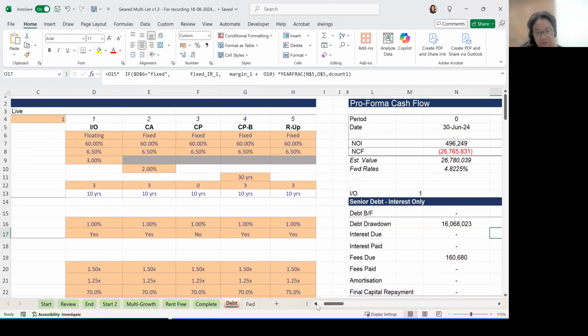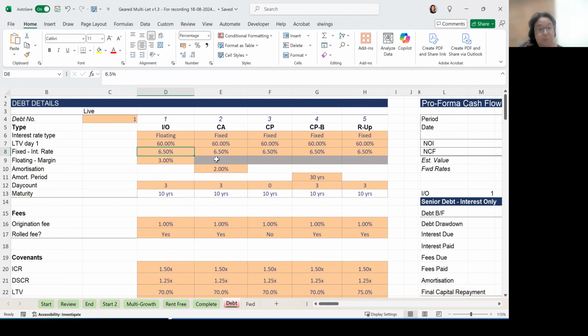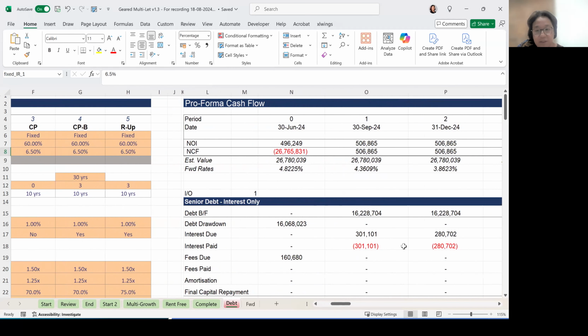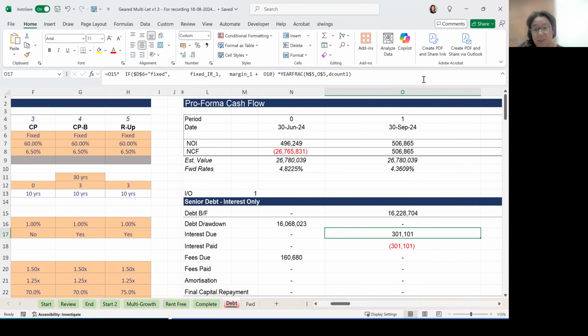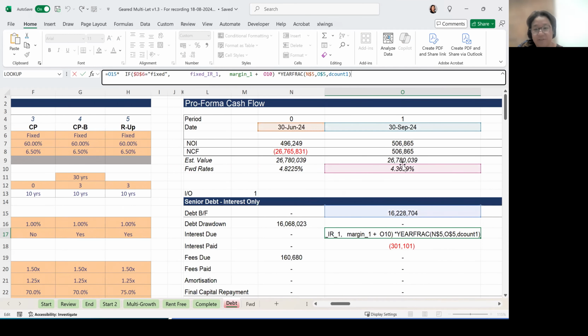So if your fixed rate is, for example, 6.5%, then that means that every year you're just going to pay 6.5% of the loan. Okay, so this big formula here is actually just saying, well, if your interest rate is 6.5%, then you're just going to get the loan amount times 6.5% times the year frac. So year frac is the fraction of the year.